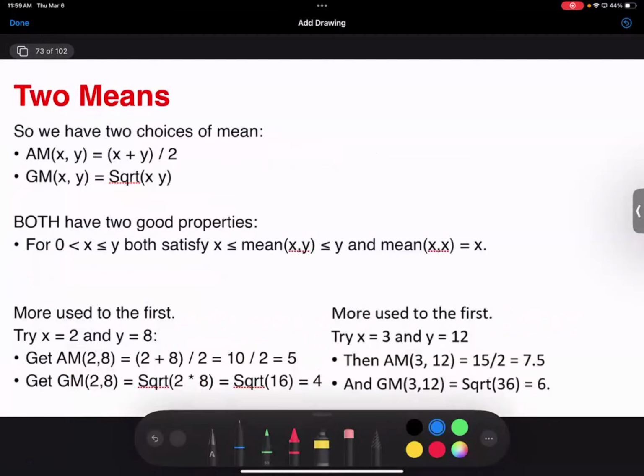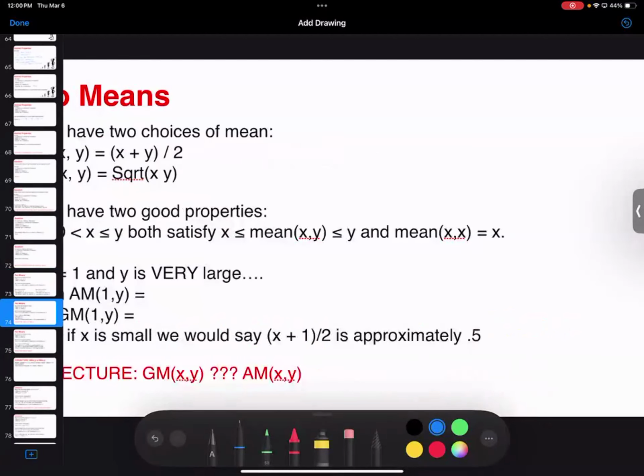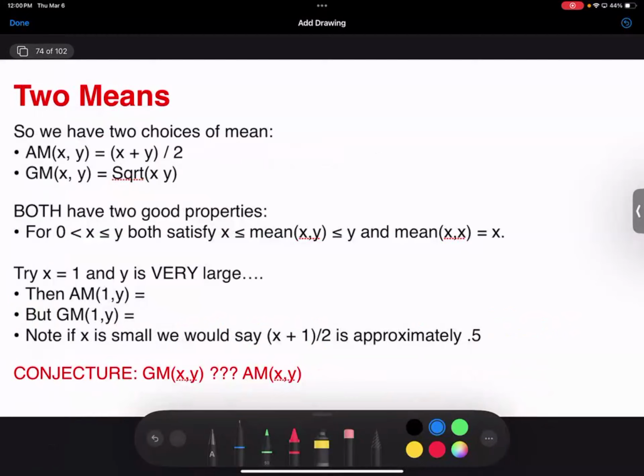We did a couple of calculations, here's a few more. I tried 3 and 12. And every time we seem to be getting that the arithmetic mean is larger. And then you can do lots of calculations. You keep thinking this way, and maybe you conjecture that maybe it's always going to be greater than or equal to.